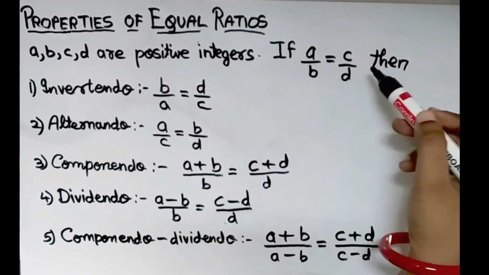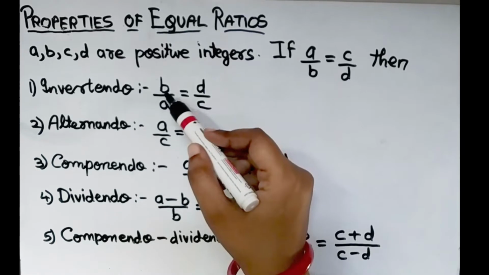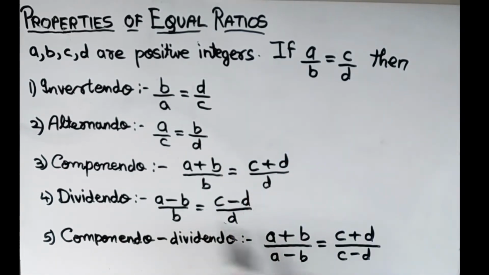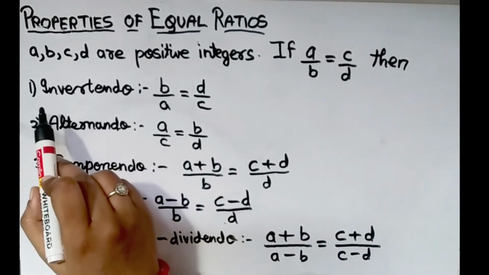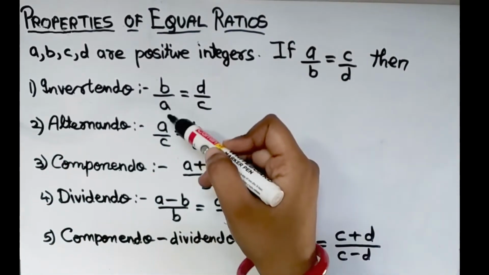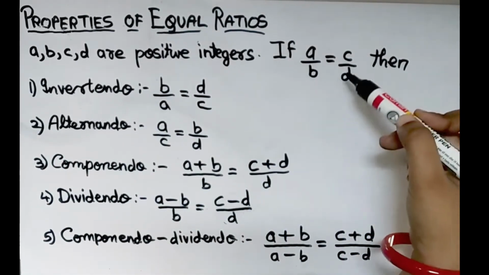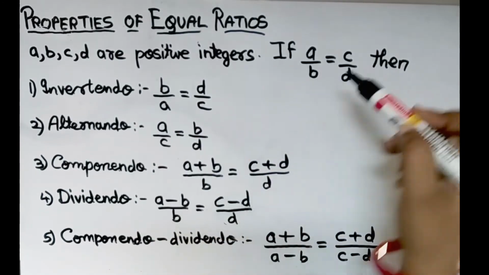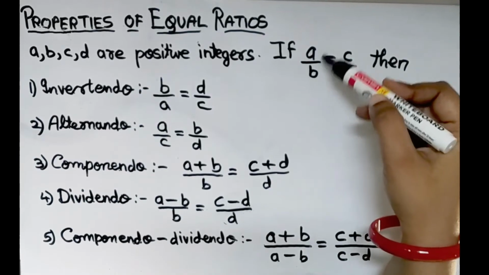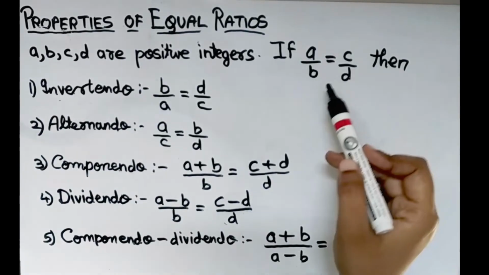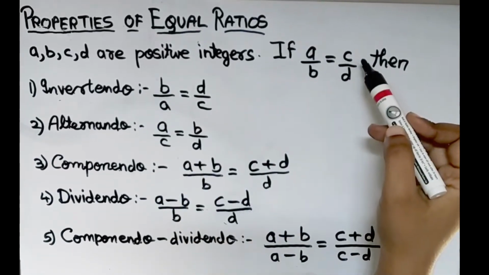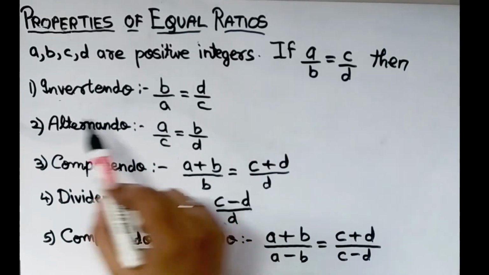If A upon B is equal to C upon D, then in invertendo B upon A will be equal to D upon C. From the name itself you can see, invertendo means inverse. So if two ratios are equal, then the inverse of both the ratios will also be equal. The inverse of a fraction is its reciprocal, right? So the inverse of A upon B is B upon A, equal to the inverse of C upon D, which is D upon C. So that is invertendo.